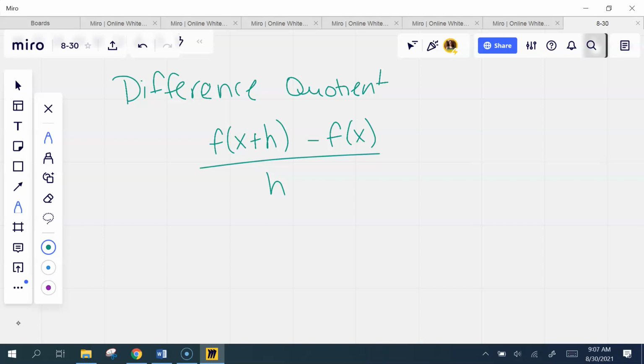Okay, so this is the average rate of change without the limit on it. When you put the limit on it, it becomes the instantaneous rate of change. I understand the concept, I just don't know how to do it. Okay, well, let's do it, because you'll have to do that for the secant line. So let's do one real quick.